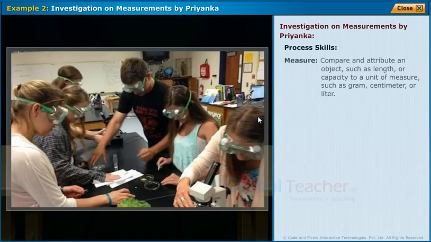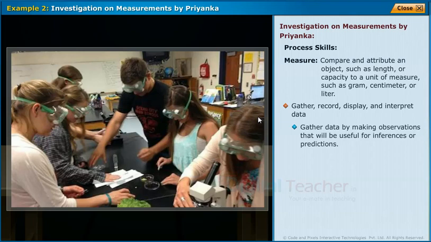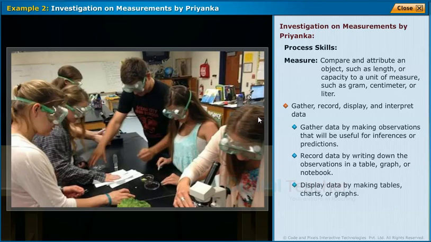Process skills. Measure. Compare and attribute an object such as length or capacity to a unit of measure such as gram, centimeter or liter. Gather, record, display and interpret data. Gather data by making observations that will be useful for inferences or predictions. Record data by writing down the observations in a table, graph or notebook. Display data by making tables, charts or graphs. Interpret data by drawing conclusions about what the data shows.